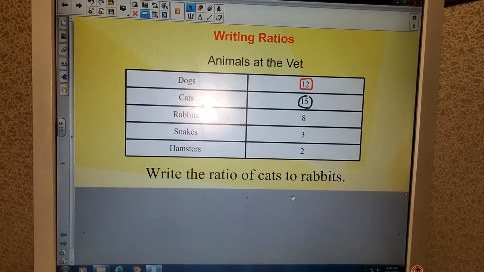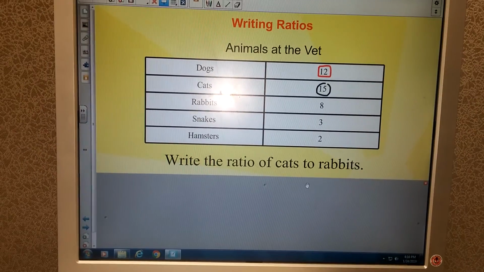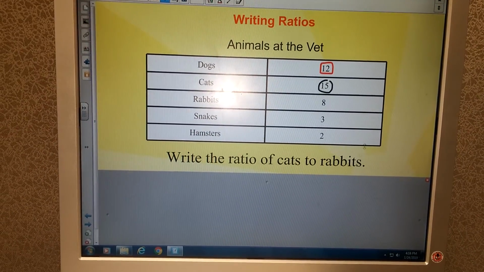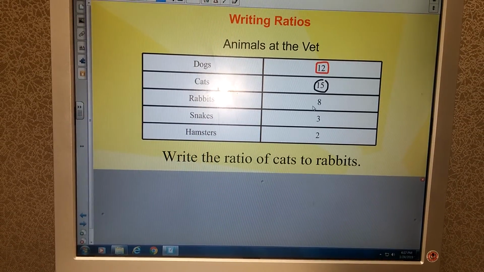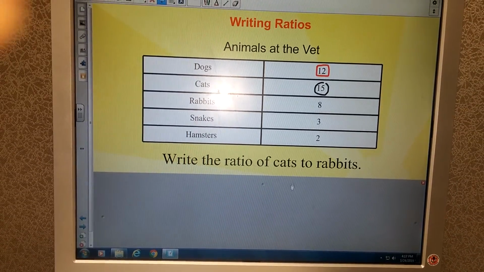As we start looking at our questions here, the ratio of cats to rabbits is pretty simple. We go to our chart, we find how many cats there are. There are 15 cats, there are 8 rabbits, so the ratio of cats to rabbits is 15:8.